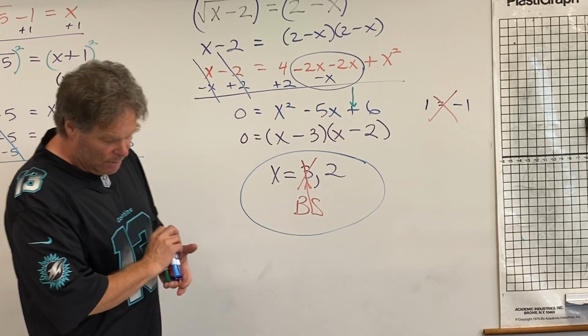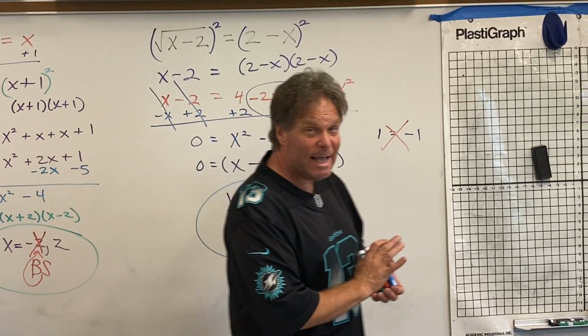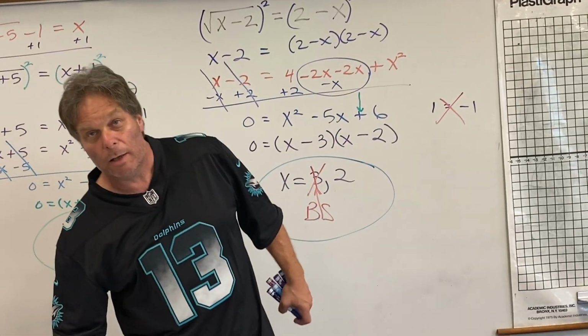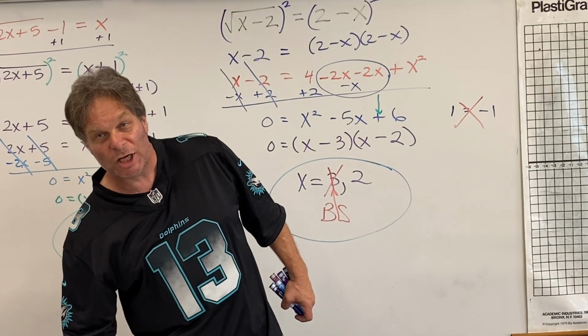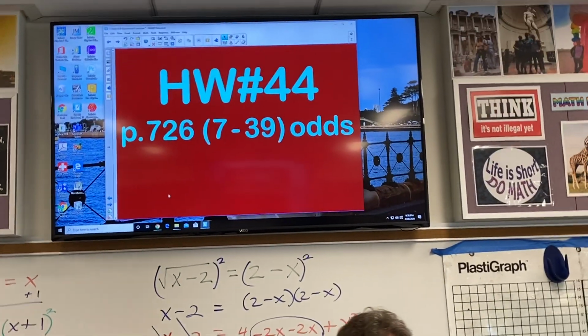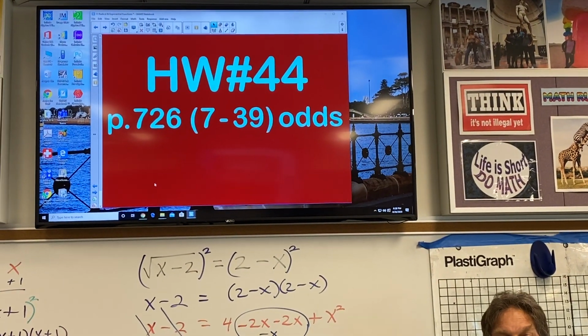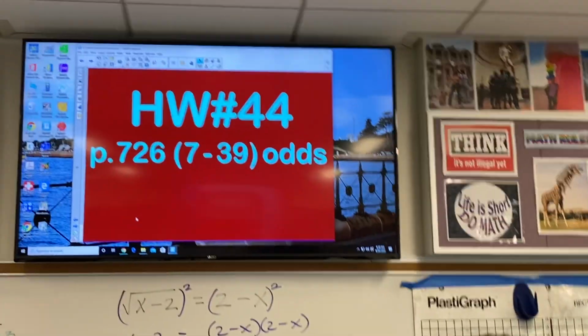All right. So that's it. That's solving radical equations. Here is the homework. I'm going to change over to the homework. Cha-ching right there. Homework number 44, page 726, 7 to 39 odds. Enjoy yourself.